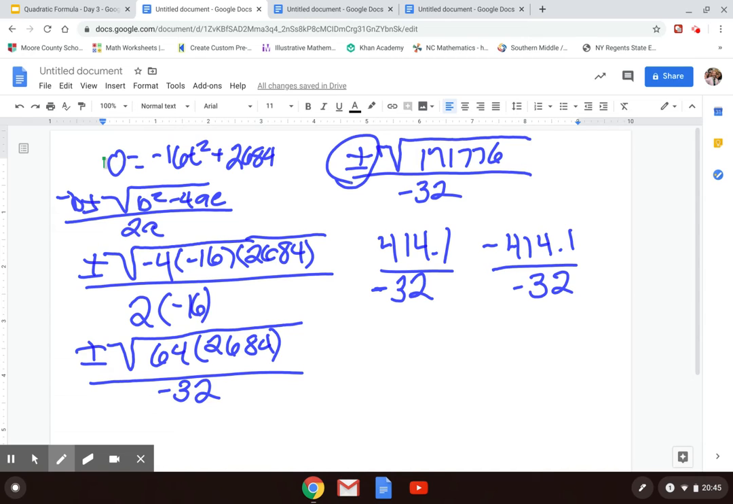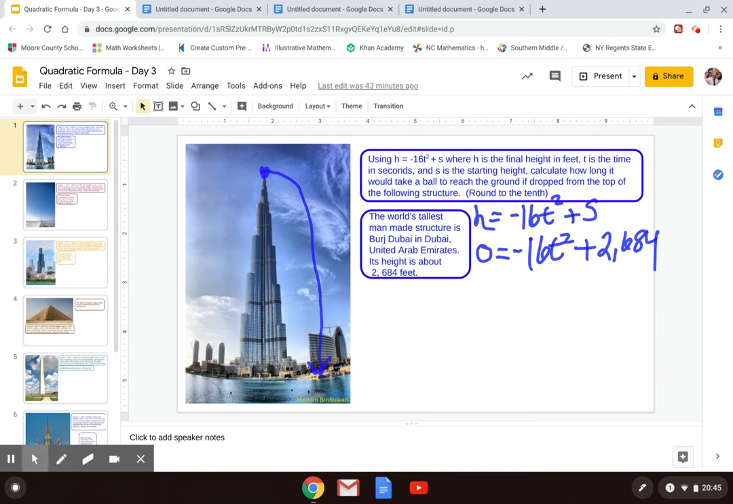All right. So what I do now then is when I divide 414.1 divided by a negative 32, I get a negative 12.93, which is going to round to a negative 12.9. And then when I do the same thing over here, I get a positive 12.93, which is again going to round to 12.9. So what that means over here is, where it says calculate how long it would take a ball to reach the ground if dropped from the top of the structure, it would be 12.9 seconds.